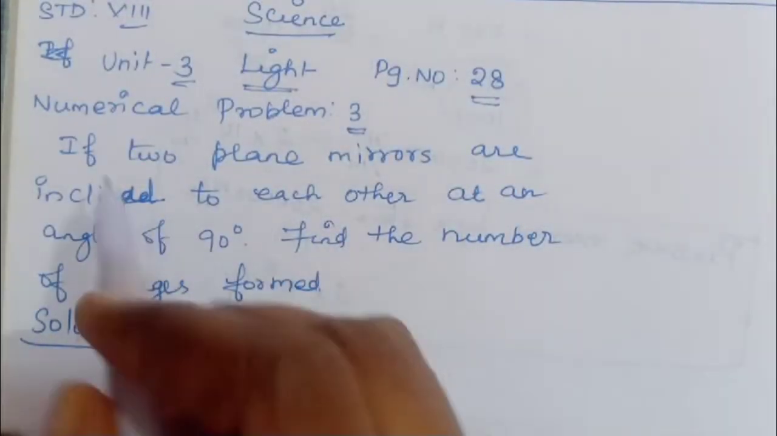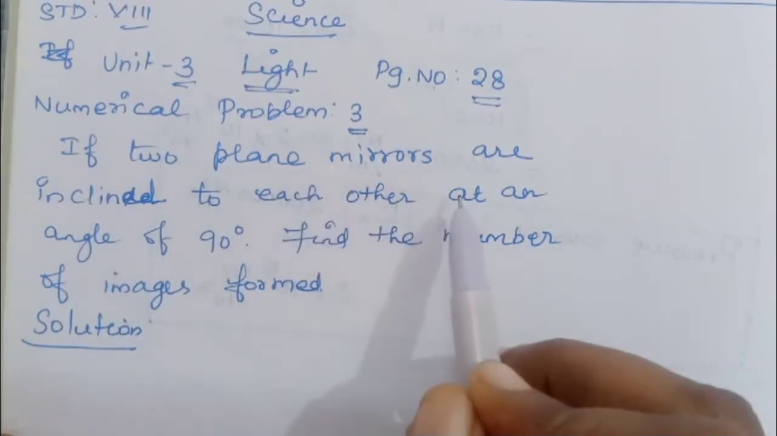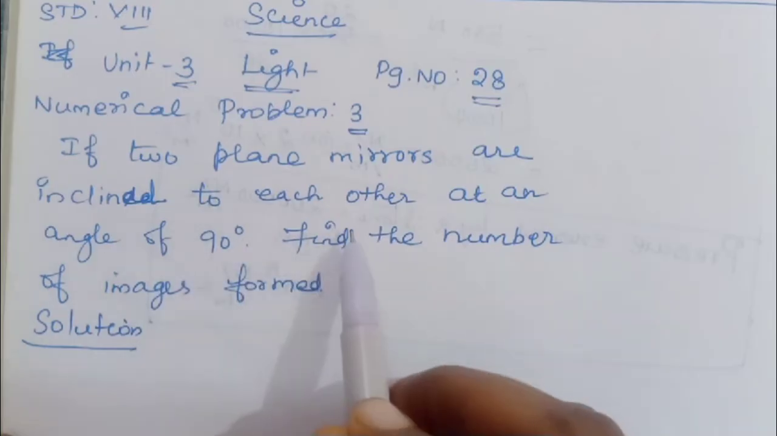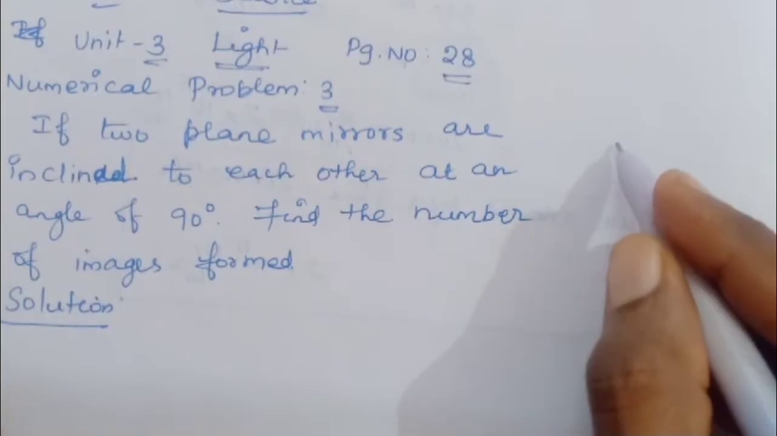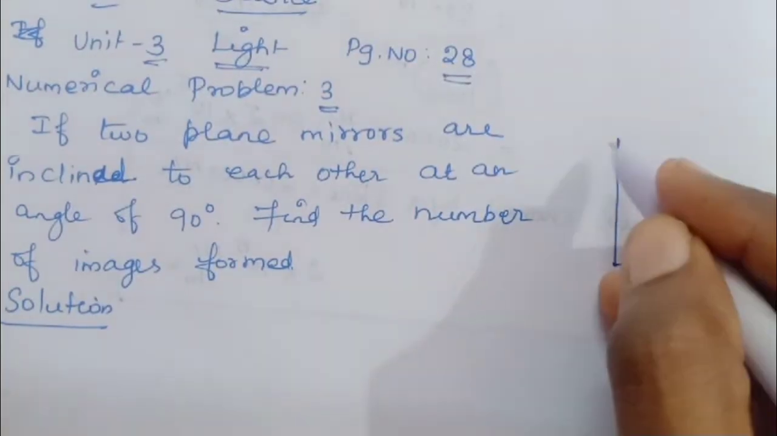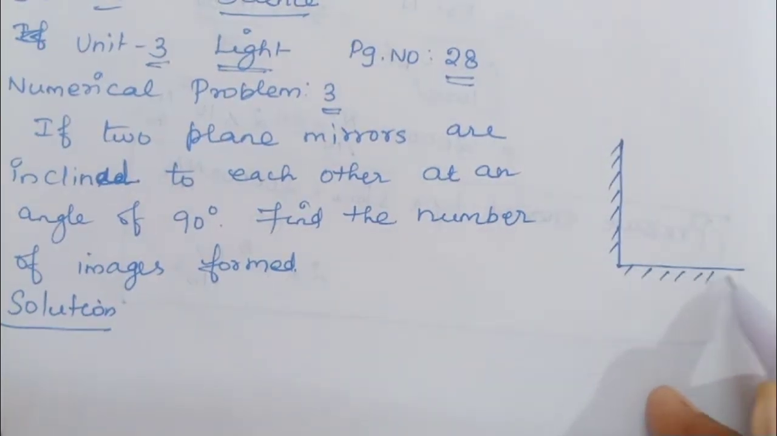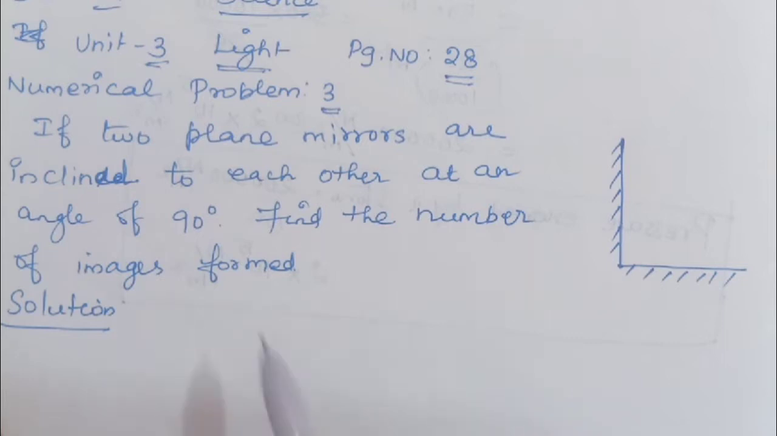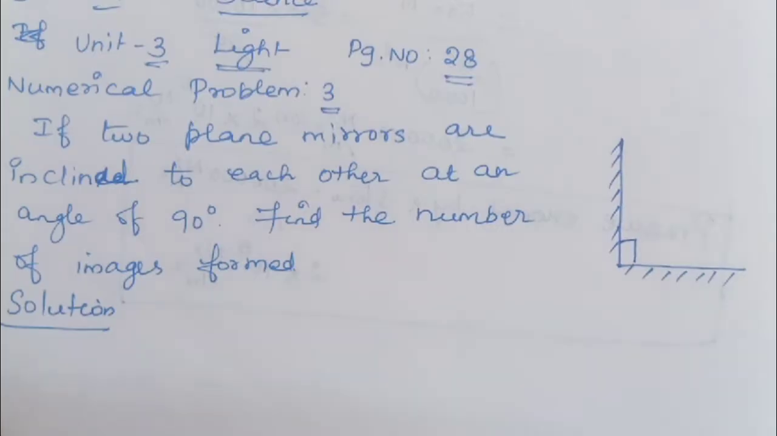The problem is, if two plane mirrors are inclined to each other at an angle of 90 degrees. So see children, here are 2 plane mirrors. This is one plane mirror and this is another plane mirror. A plane mirror has a flat, reflective surface. So 2 plane mirrors are at an angle of exactly 90 degrees. Find the number of images formed.